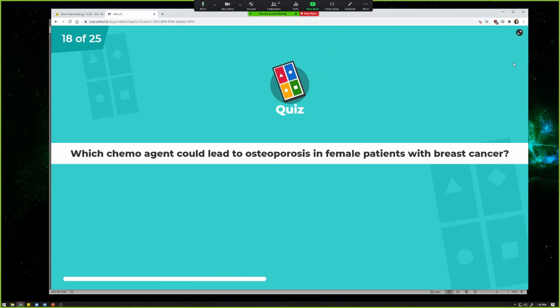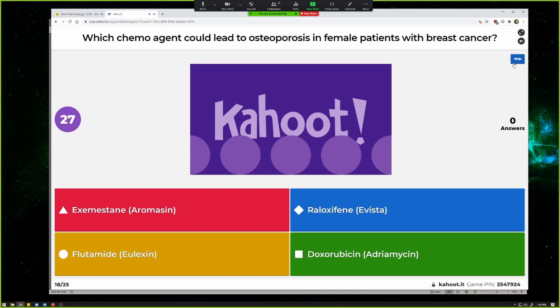Which chemo agent could lead to osteoporosis in female patients with breast cancer? Exemestane, raloxifene, flutamide, or doxorubicin?